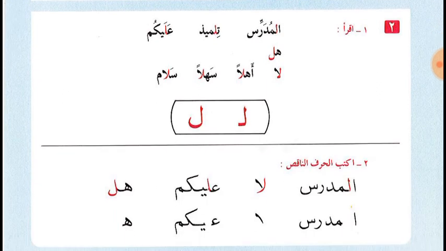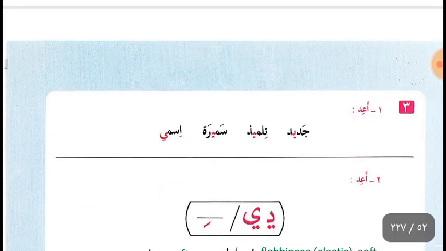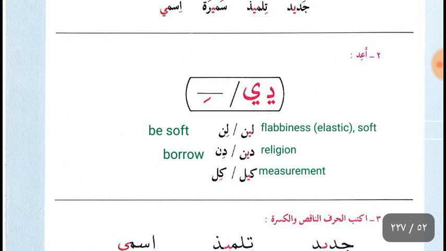حسان وجورة: أنا تلميذ جديد، اسمي حسان. أهلا حسان، اسمي جورة. أهلا وسهلا جورة. Okay, then we have read. المدرس، تلميذ، عليكم، أهلا وسهلا، سلام. Write the basic word on the next page. We have Eid. Here we have ya madd and kasra, so in ya madd you will stretch the voice of ya. Read all this.